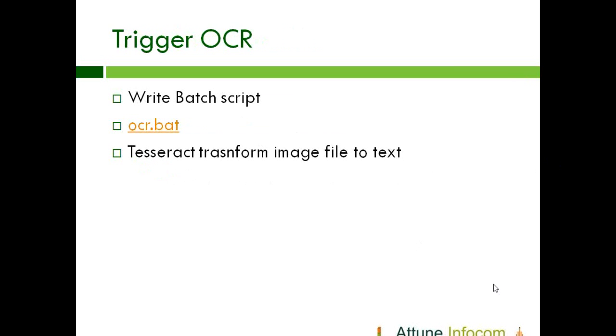Then you need to trigger OCR. To trigger OCR, you need to write an ocr.bat file. Here also I provided a downloadable link for ocr.bat. It's the default ocr.bat which I wrote. And Tesseract transforms image file to text file. That's by default. So now I'm showing you how to do that.